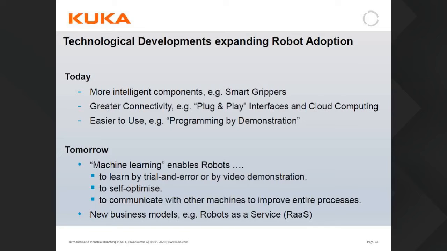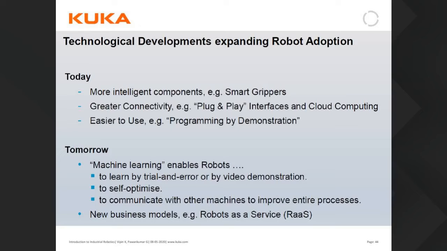The robot itself will follow a trial and error method in order to self-optimize, like parameter optimization of velocity control, acceleration and deceleration. It will optimize itself, and even communicate with other machines to improve entire processes. So these are the kinds of things we are thinking about with machine learning in the future. They are not present right now, but we think they will be the future.